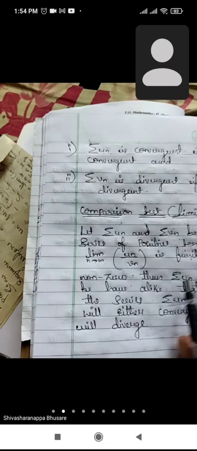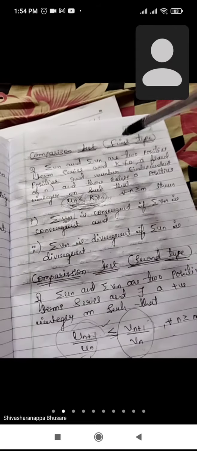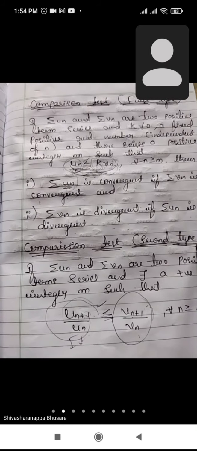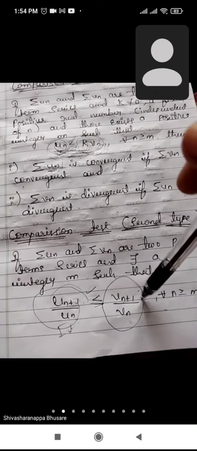Here we have three types of tests. These are used to solve problems based upon HP and GP. First one is the comparison test of the first type, where the condition is un less than or equal to k times vn, and the comparison test of the second type, where the condition is un+1 divided by un less than or equal to vn+1 divided by vn. The results are the same in both cases, only the condition differs. In both cases we can write that if the first series is convergent then the second is also convergent, and if the second is divergent then the first is also divergent.